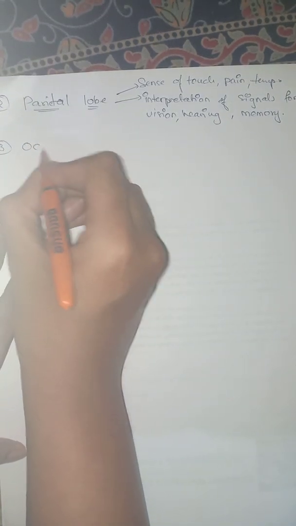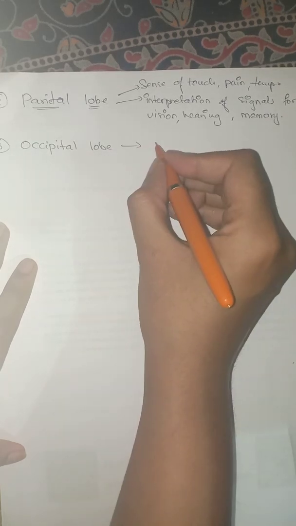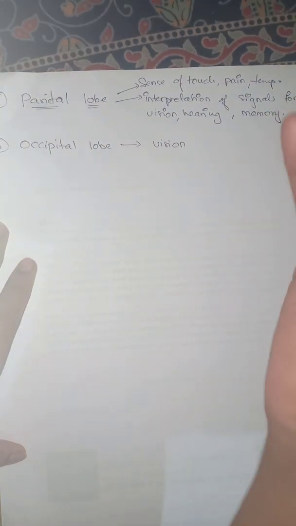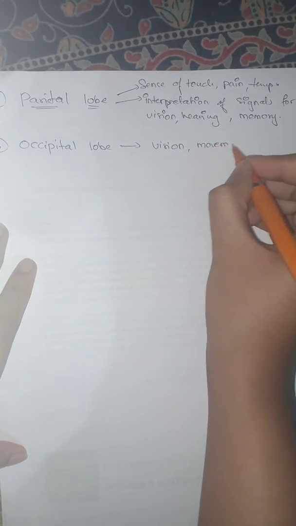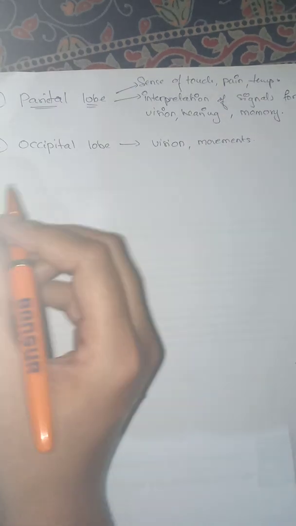Then you have the third one, the occipital lobe. This occipital lobe is basically responsible for vision. It helps you identify colors and lights, and it can also help in some movements.